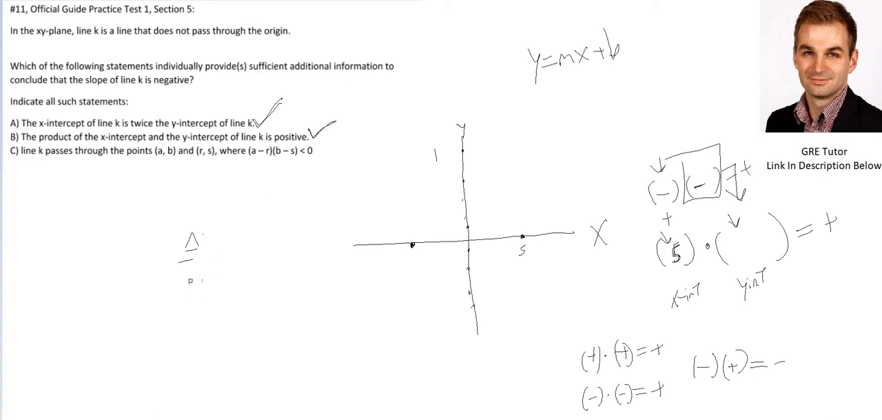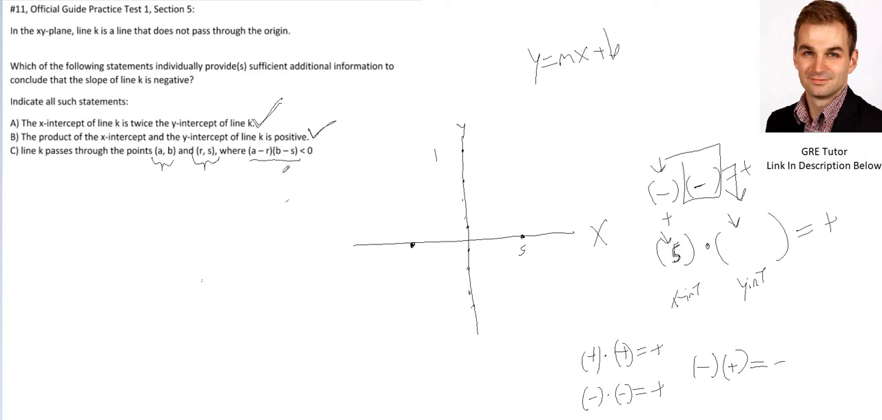All right, letter C says that A minus R multiplied by B minus S is less than 0, where these numbers relate to two different points on the line. So K passes through points A, B, and R, S, wherever they could be. They could be anywhere. But there's 2 points. All right, and A minus R multiplied by B minus S is less than 0.